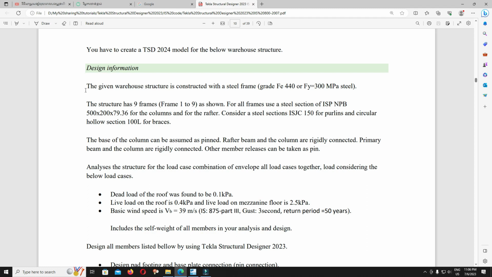This is the summary information for the design of a steel warehouse based on IS 800:2007. The given warehouse structure is constructed with a steel frame of grade E 300, where yield stress is equal to 300 megapascal. The structure has 7 frames.